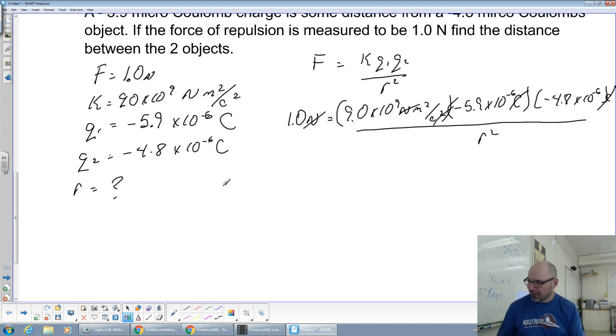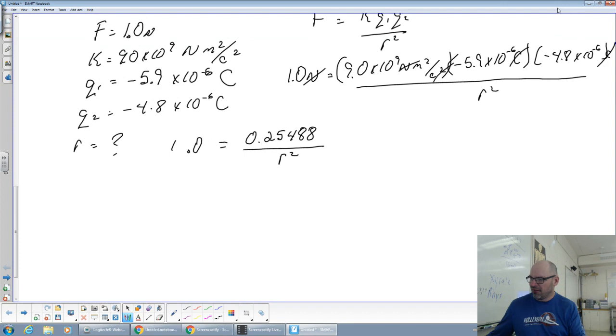So if we leave it like that, 1.0 equals, and if we multiply all these numbers together, we get 0.25488 on our calculator over r squared. That's the product of these three numbers, hopefully. Then we have to solve for r. So we have to multiply by r squared on both sides. So 1.0 r squared equals this number.